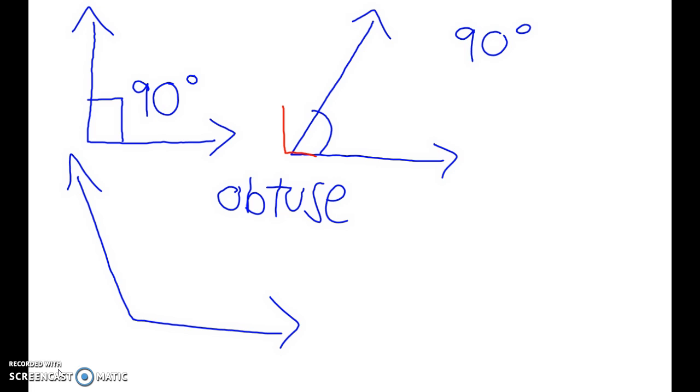In our next lesson, we'll learn more about different types of lines, including parallel lines, perpendicular lines, and intersecting lines.